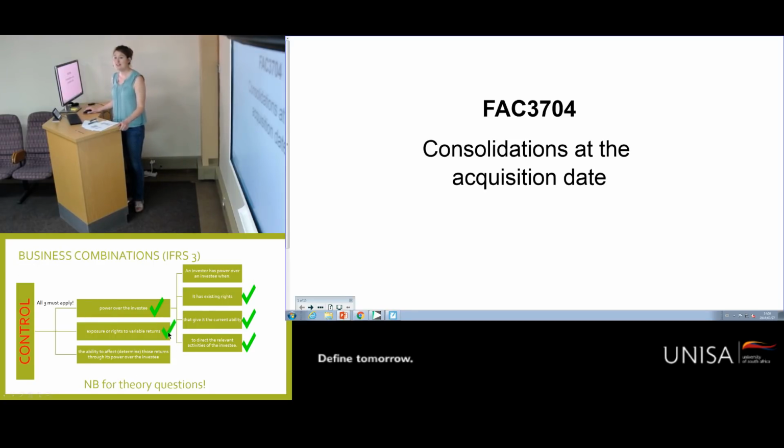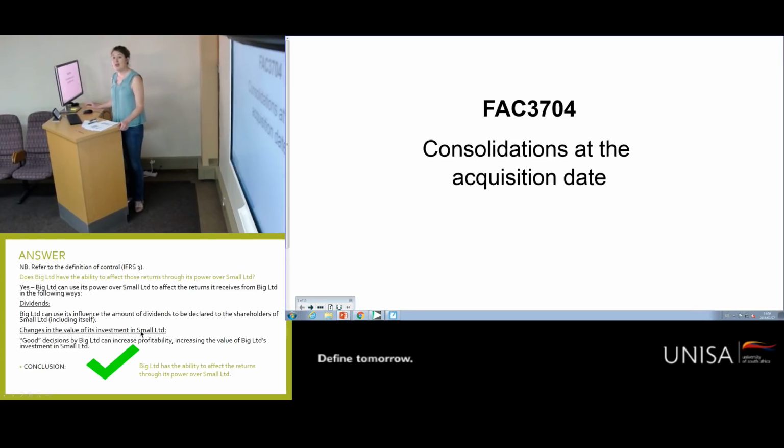Back to our definition, then I can tick the second box. Yes, he has exposure or rights to variable returns. And finally, does Big Limited have the ability to affect those returns through its power? And our answer is yes, through the following ways. Big Limited can use his influence to determine the amount of dividends to be declared. Also, because Big Limited directs the relevant activities, those relevant activities can either be good decisions or bad decisions. Good decisions may help increase profitability, which will increase the value of Big's investment in Small. So do you see, these are two ways that Big Limited has the ability to affect or change or determine the amount of returns that he receives from Small.